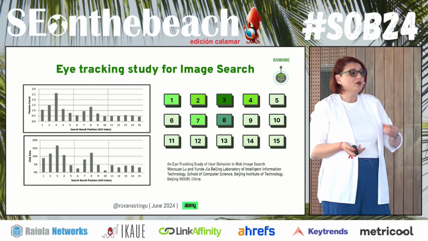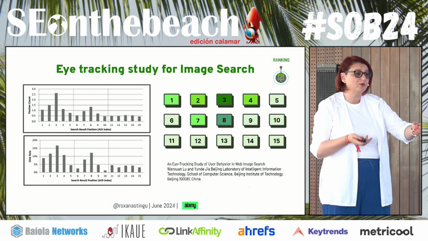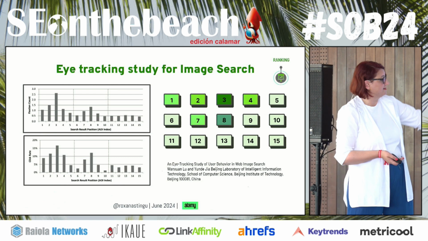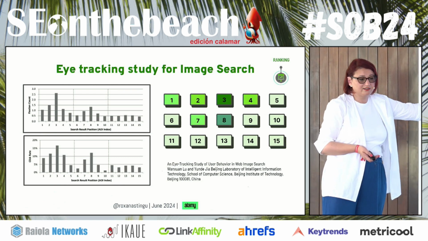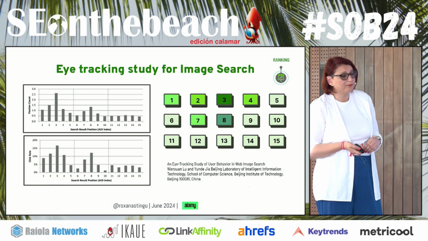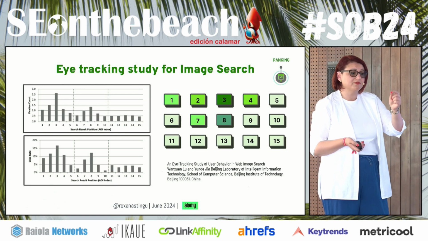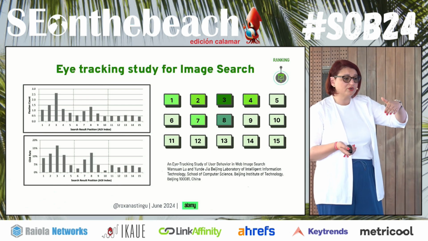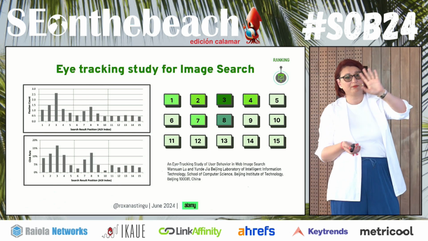They looked at where people's attention goes when they're presented with a set of image results. And this is their attention, this is their clicks. You can see there's a direct correlation between the two. What they found out was that people tend to look at the middle image of the top row first. And then their eyesight goes down one row in the middle, and then they go up left and up right.